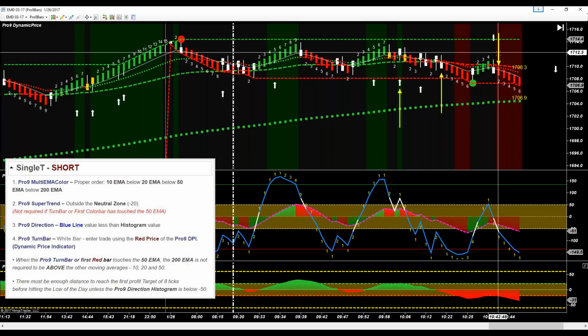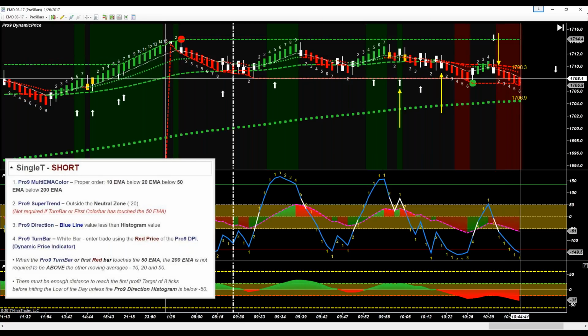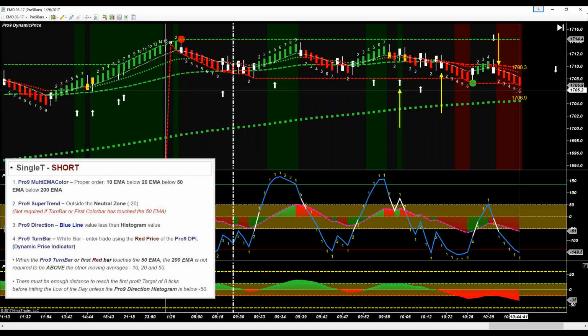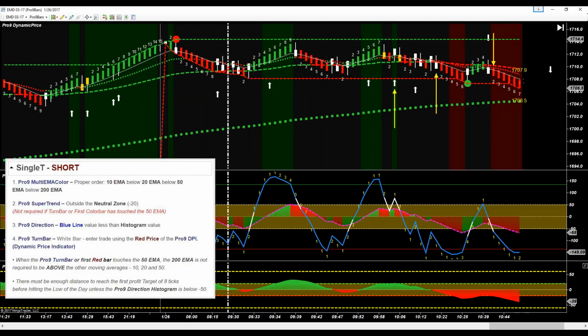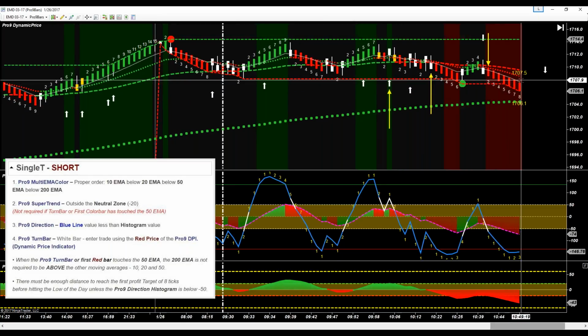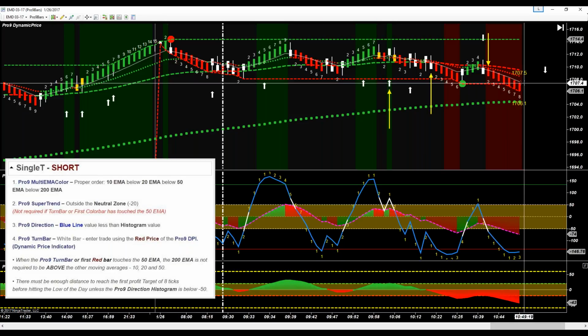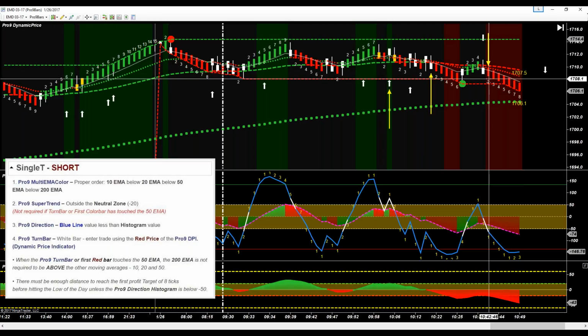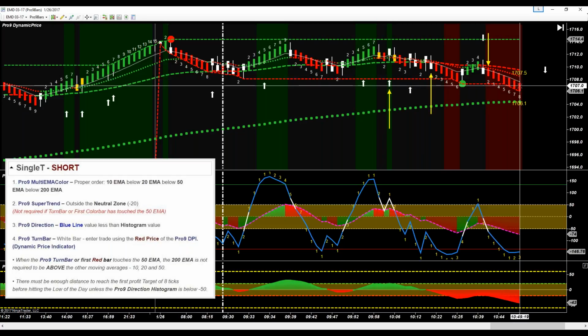So if we enter on the first color bar, this is going to be bar 6. If we enter on the turn bar, it's going to be bar 5. And then as each new bar plots, we'll just adjust to the high of the bar. And then once the 6th bar from our entry bar closes, in the case of entering on the first color bar, that would be bar 8, now we have the option of widening to the green DPI.